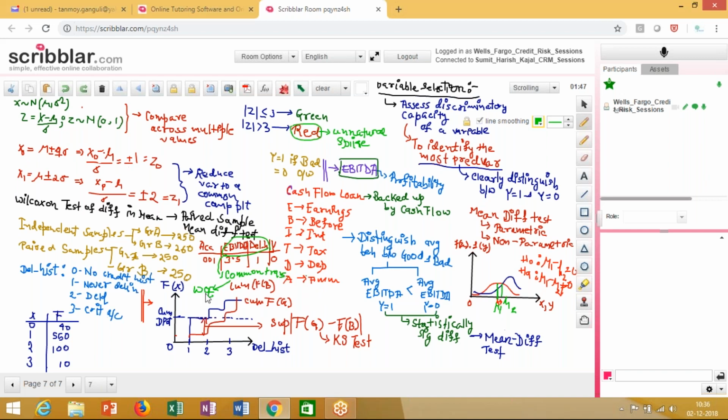Okay. So talking about the weight of evidence. Good. So now the next part that we talk about is the concept of weight of evidence. What exactly is weight of evidence? Why do we need weight of evidence? That is something we need to talk about.